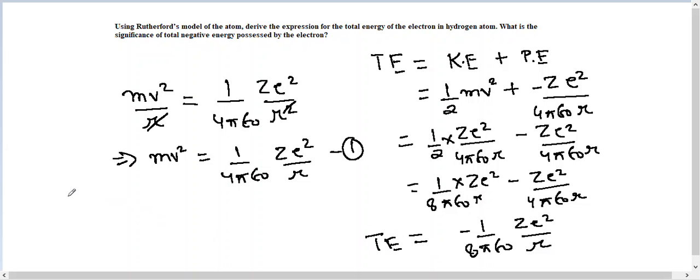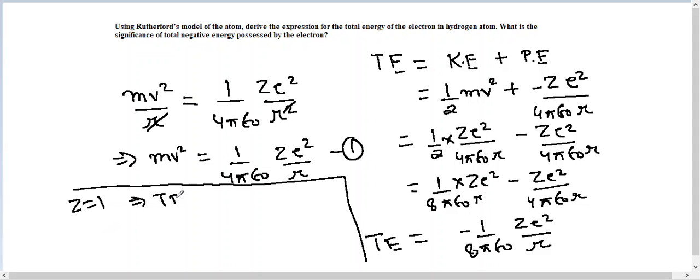Now for a hydrogen atom, Z is equal to 1. Therefore, we can say that the total energy would be given by minus 1 upon 8 pi epsilon naught E square by R. Okay, so here we can see that in total energy there is a negative sign, right?